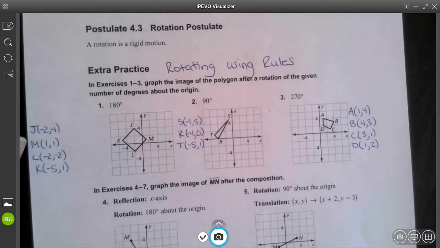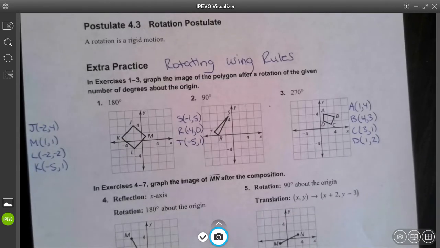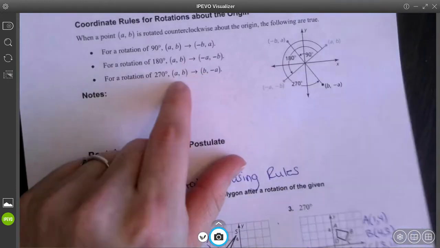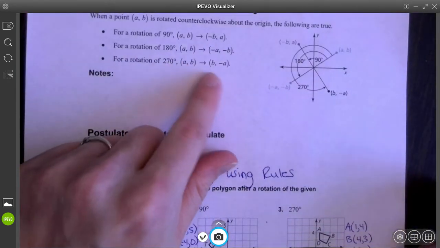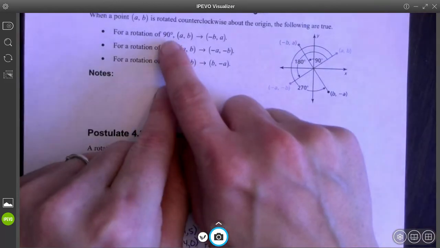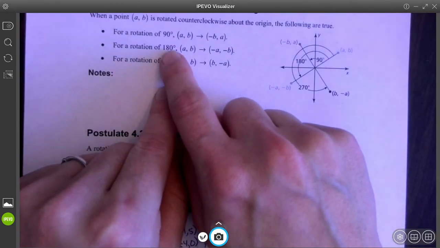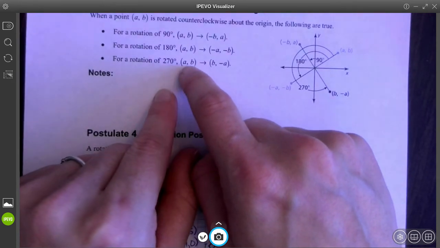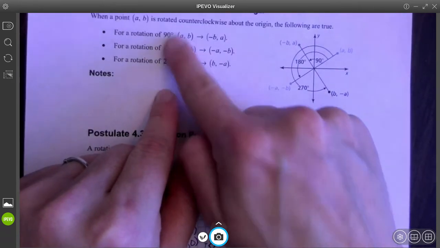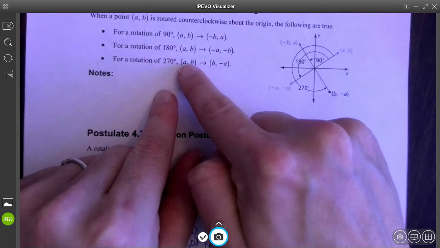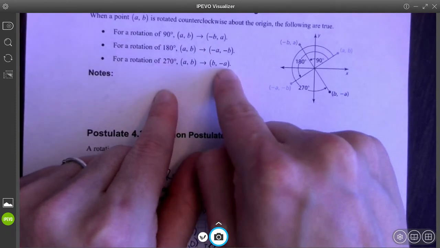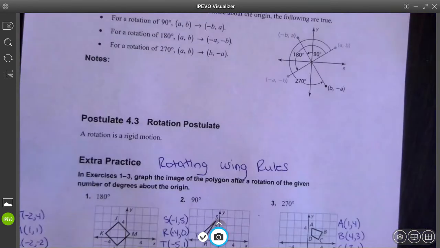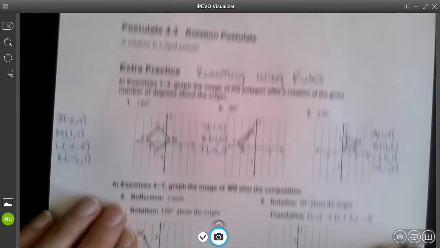So the method that we're going to use in this video to rotate is we're going to be rotating using the rules. There are certain rules you can follow when rotating 90 degrees, 180 degrees, and 270 degrees. Basically, what it tells you is how do you take the pre-image ordered pairs, the X and Y coordinates, and what do you do with them to get the new X and Y coordinates of your image? And so we're going to practice using the rules in this video.